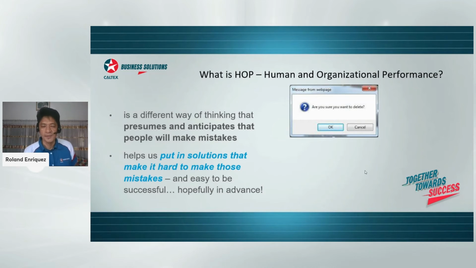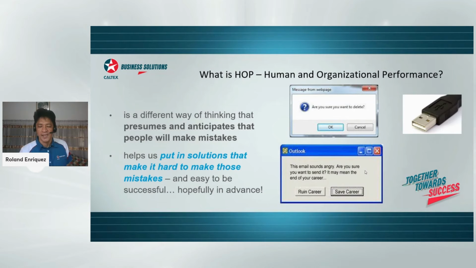But if the author of the software is really smart, I can put something like this: this email sounds angry. Are you sure you want to send it? Again, this is another reminder to manage people who will make mistakes. Particularly me, it happens to me. A couple of times I sent emails that I regret sending. So if I have this kind of reminder, maybe I will reduce that kind of incident.